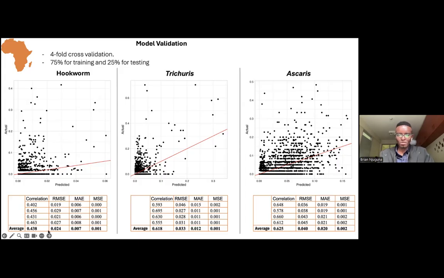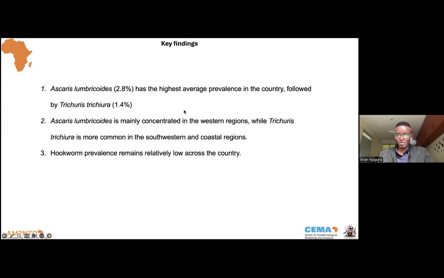Some key findings that we got are that the most prevalent STH infection is Ascaris, followed by Trichuris. We also observed that Ascaris is mostly concentrated in the western regions, and that the hookworm prevalence remains relatively low.